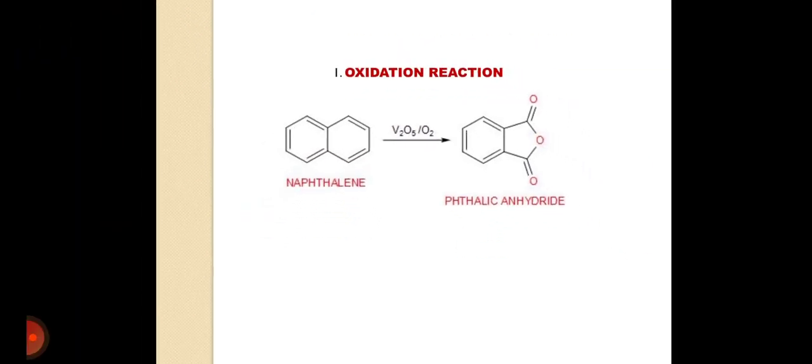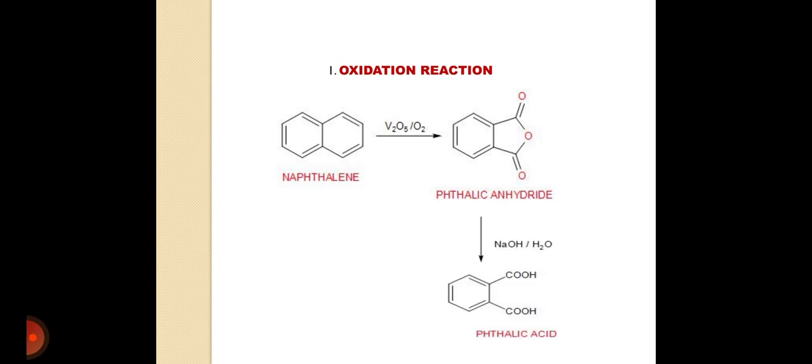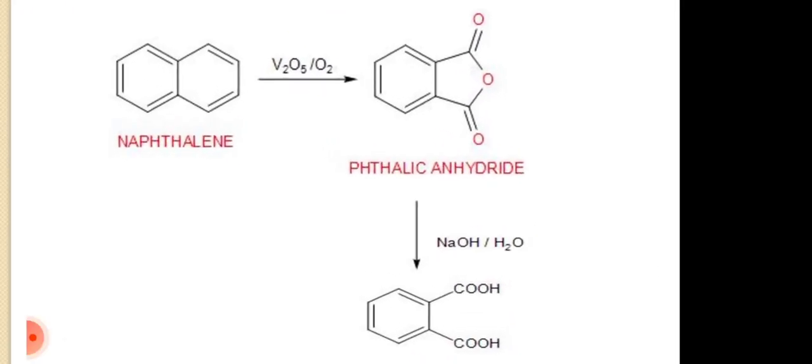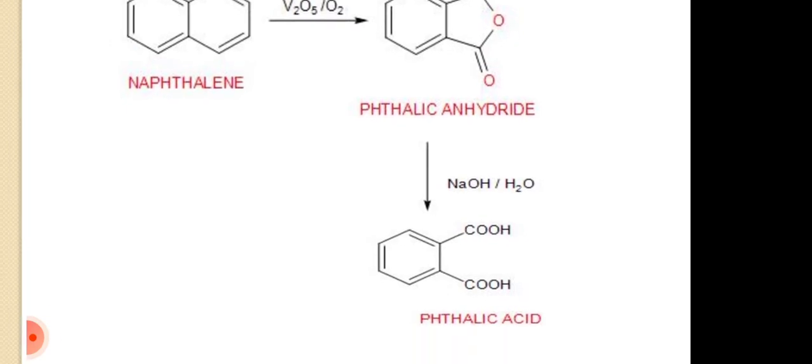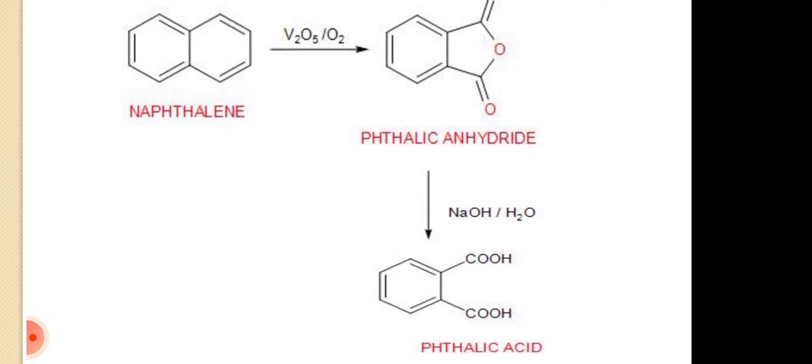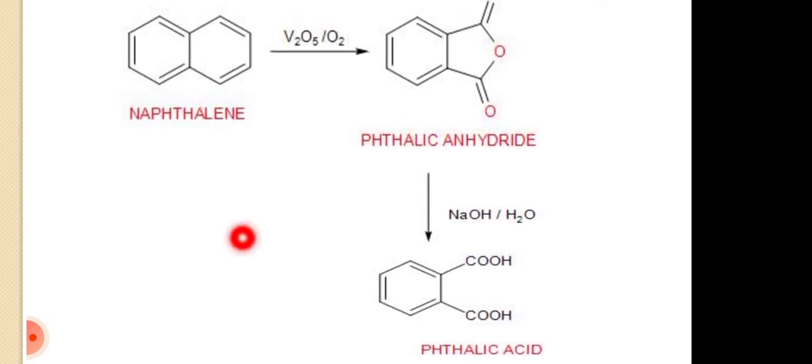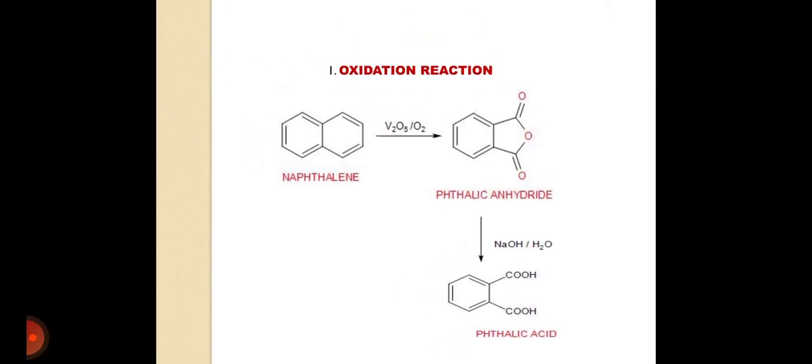The phthalic anhydride so obtained undergoes hydrolysis in presence of a base like sodium hydroxide and thus phthalic acid is obtained. So you may infer that the oxidation of naphthalene directly leads to formation of phthalic acid.